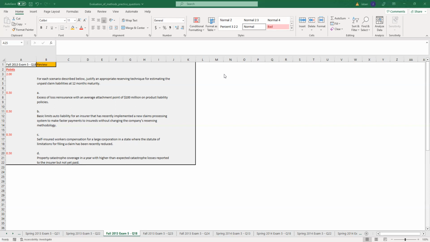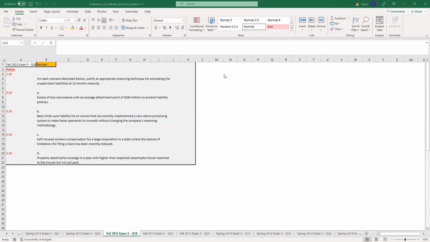Part B, basic limits auto liability for an insurer that has recently implemented a new claims processing system to make faster payments to insureds without changing the company's reserving methodology. The first thing that sticks out to me here is that it's a new claims processing system. And if we recall, the Berquist-Sherman method is specifically made to help adjust for changes in case reserve attitudes, but also for changes in claim processing. So I think the Berquist-Sherman paid technique would be best here.